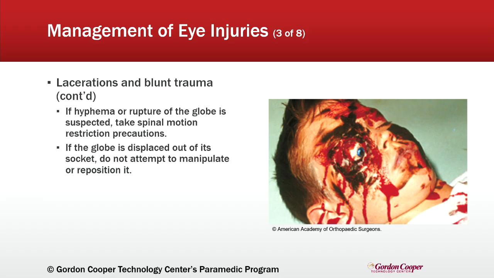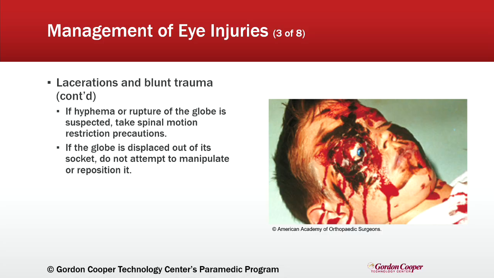If you suspect hyphema or a ruptured eyeball, you should take spinal motion restriction precautions as well. To decrease intraocular pressure, you should elevate the head of the backboard by about 40 degrees if possible. If there are no other contraindications, transport the patient in the Fowler position. Both of the patient's eyes should be covered.